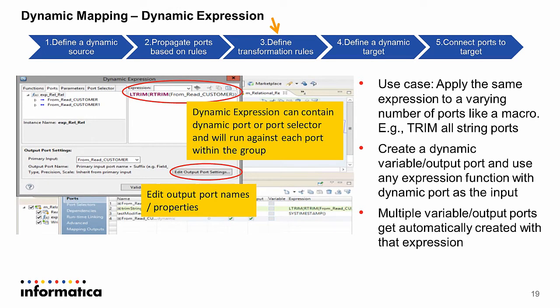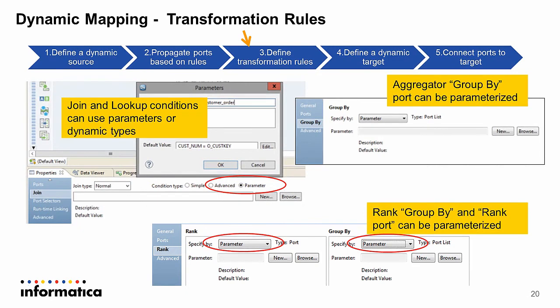I can set up, like we talked about, dynamic expressions, right? The idea is that I can apply some transformation logic for a number of ports that I want to work with. Yeah, so again, this is just going back to the different types of transformation rules, right? So you've got your joiner. We talked about joiner lookup conditions, where you can use dynamic ports or parameters where you define port selectors, a subset of ports that you use for your join condition.